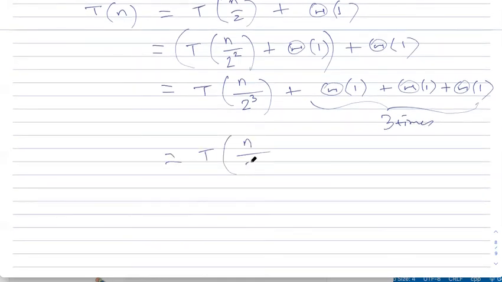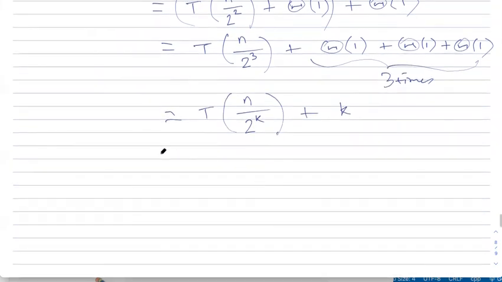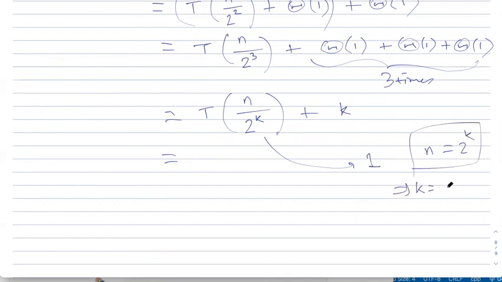So t by n by 2 to the power k plus k, because this will become k times. So what do we get here? If you have to make this one equal to 1, the same condition is valid. So n equals 2 to the power k, right? Or k is equal to log n to the base 2. So here we just simply substitute. So this becomes t of 1 plus k. K is what? Log of n base 2.